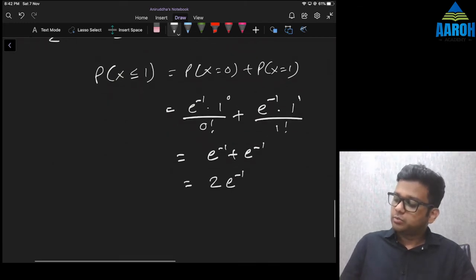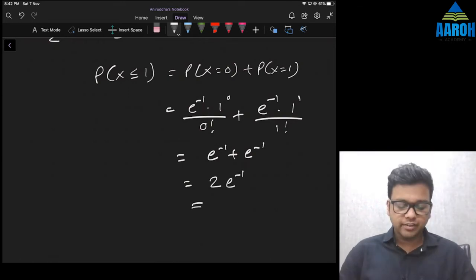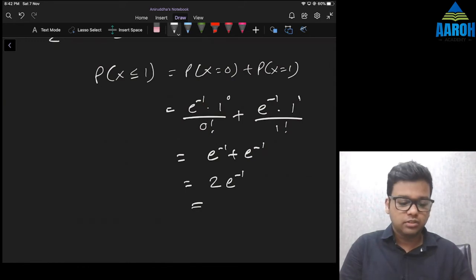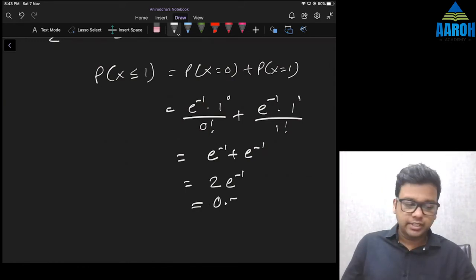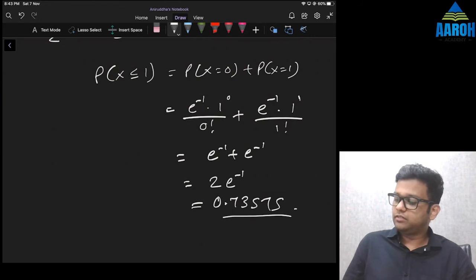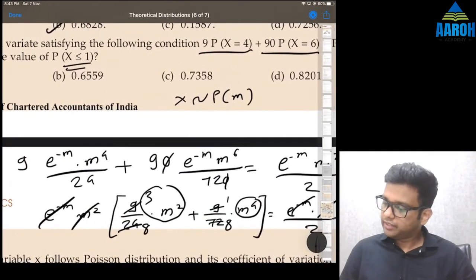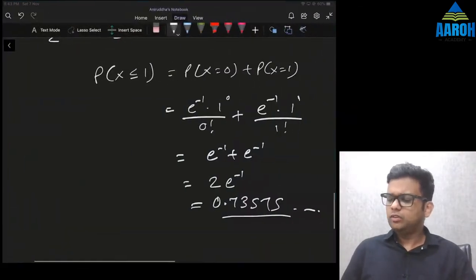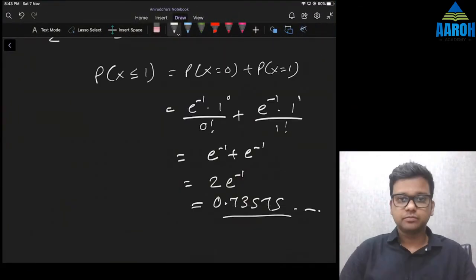That is 2 times e raised to minus 1. E raised to minus 1 is 2.71828. Reciprocal. Reciprocal is divided by equal to. Multiplied by 2. Answer should be 0.73575 something. 0.7357, option C. Okay. Always try to use shortcuts wherever possible.